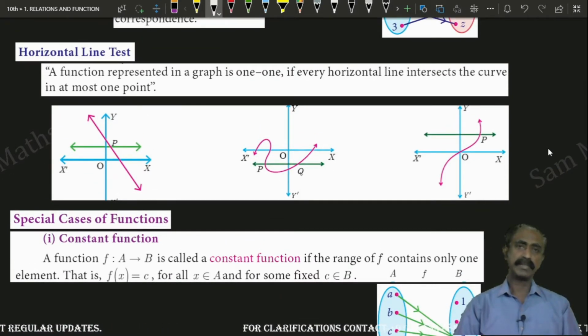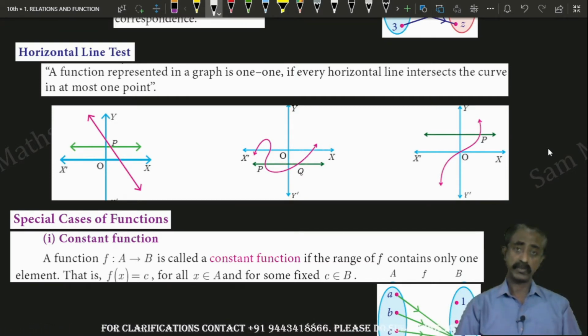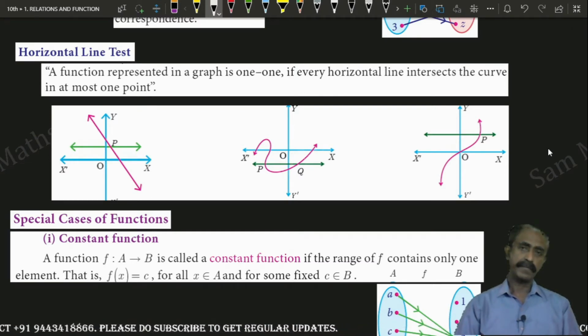A function represented in a graph is one-one if every horizontal line intersects the curve in at most one point. Here the graph is given in red color. The horizontal lines are green color.